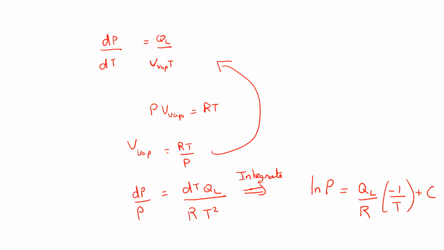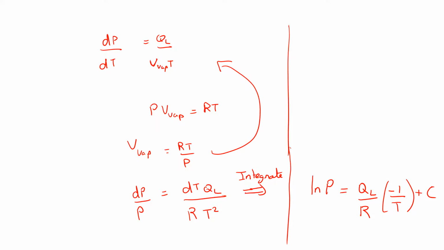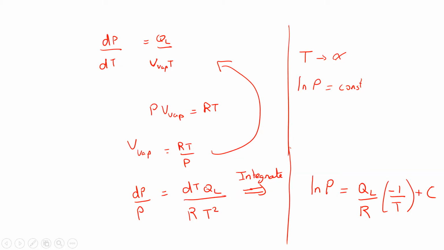Now notice what happens. Let's discuss this equation so that we have a plot. We can discuss what the plot between ln of P and temperature would look like. So when T goes to infinity, ln of P becomes a constant, right? Because when T goes to infinity, this term becomes 0 and what remains here is only a constant. So ln of P becomes a constant.